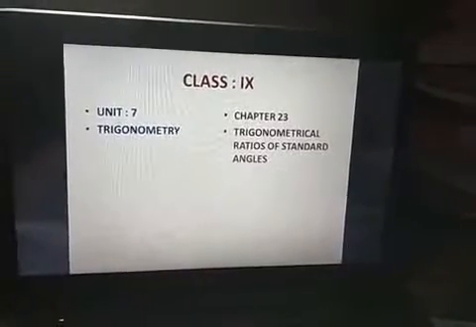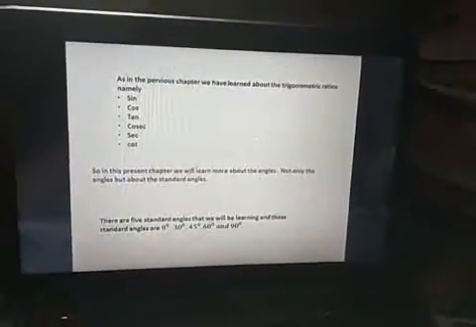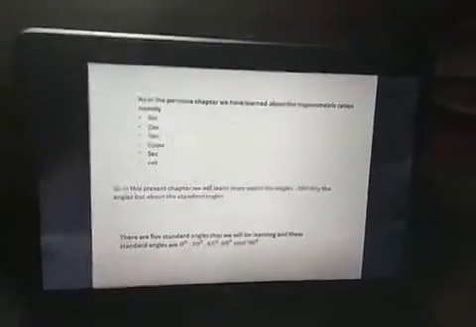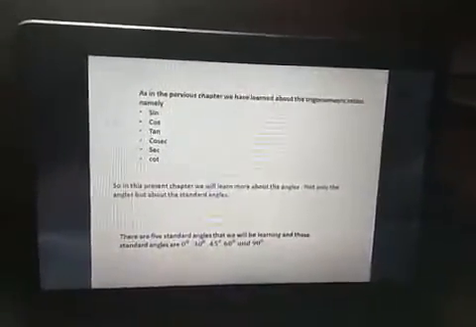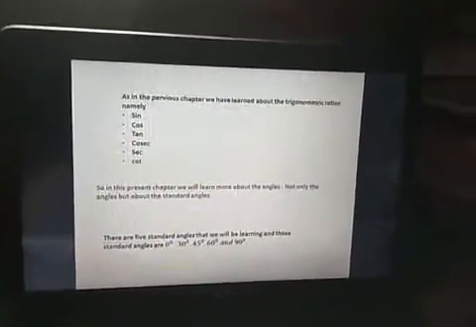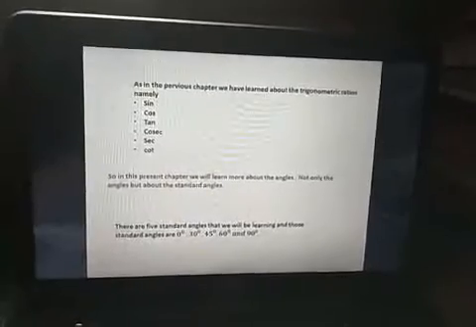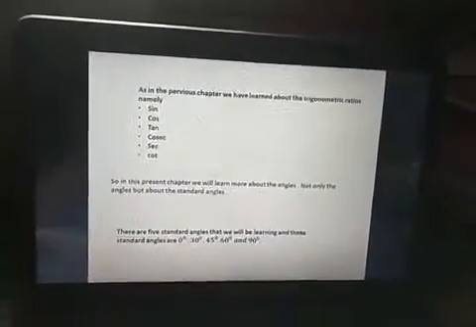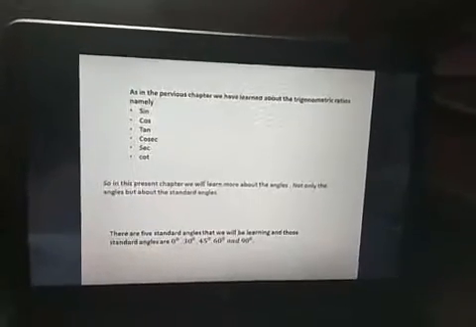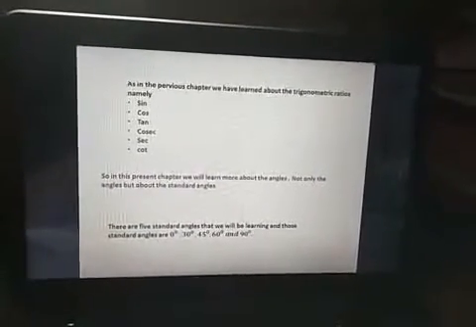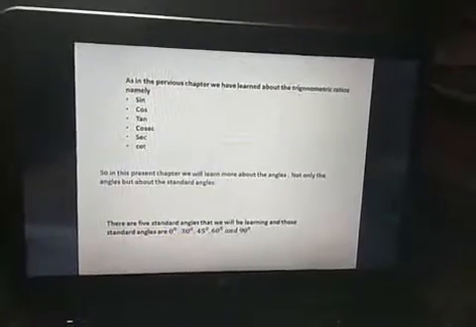So trigonometry, as we have already learned in the previous classes, we have done chapter number 22, trigonometrical ratios. And in trigonometrical ratios, we have come across the words like sine, cos, tan, cosec, sec, and cot. And I have also given the formula in class that sine means perpendicular by hypotenuse, curly brown hair, turn permanently black. As in the previous chapter, we have learned about the trigonometrical ratios, namely sine, cos, tan, cosec, sec, and cot. We are aware of the 6 trigonometrical ratios.